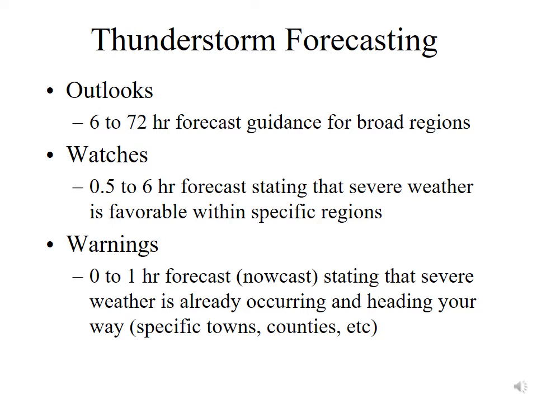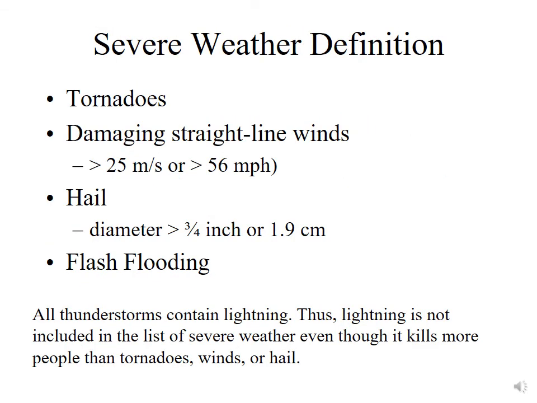Just like you can have tornado watches, you can have severe thunderstorm watches, you can have flash flood watches along the way. So that severe weather definition that I alluded to is tornadoes, damaging straight line winds greater than 25 meters per second or 56 miles an hour, hail with a diameter greater than 3/4 of an inch, or flash flooding.